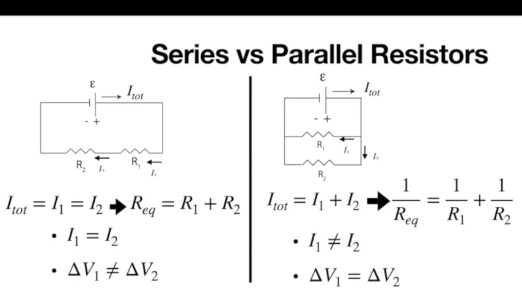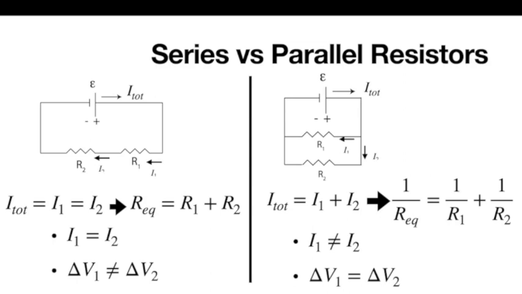Because the voltage drop across the resistor is minus IR. They both have the same I, but nothing says they have to have the same R, right? So if they have different resistances, they will have different voltage drops, and the only thing that must be true is that those voltage drops must sum to be equal and opposite to epsilon, so that we satisfy the loop rule. A little trickier way to combine resistors is in parallel.